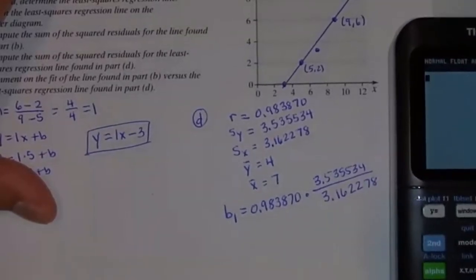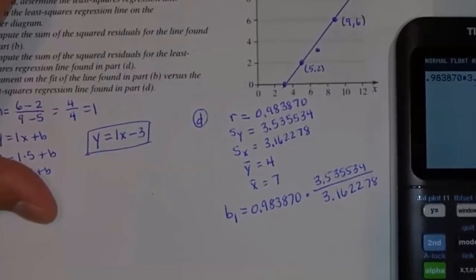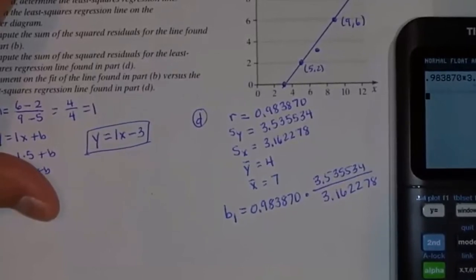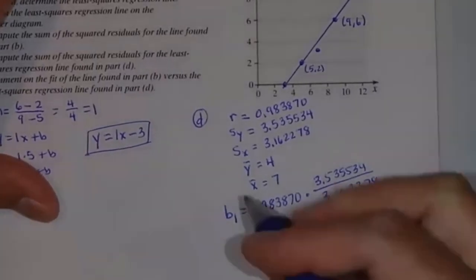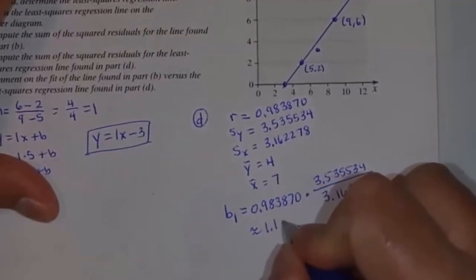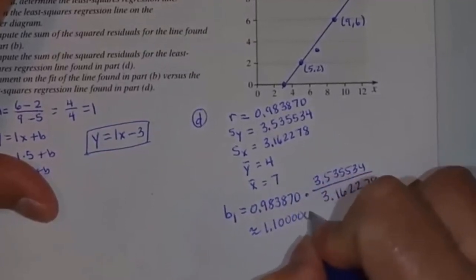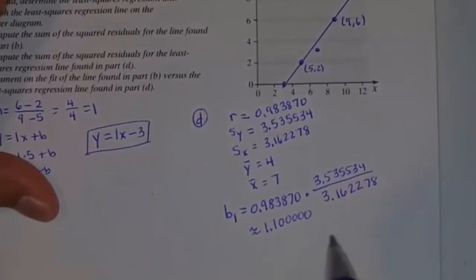So if I bring in my calculator, 0.983870 times 3.535534 divided by 3.162278, that is 1.100000012. So if I round again to 6 places, that's going to be all zeros after the 1. So this is approximately 1.100000 if I go out to 6 places. So really about 1.1.